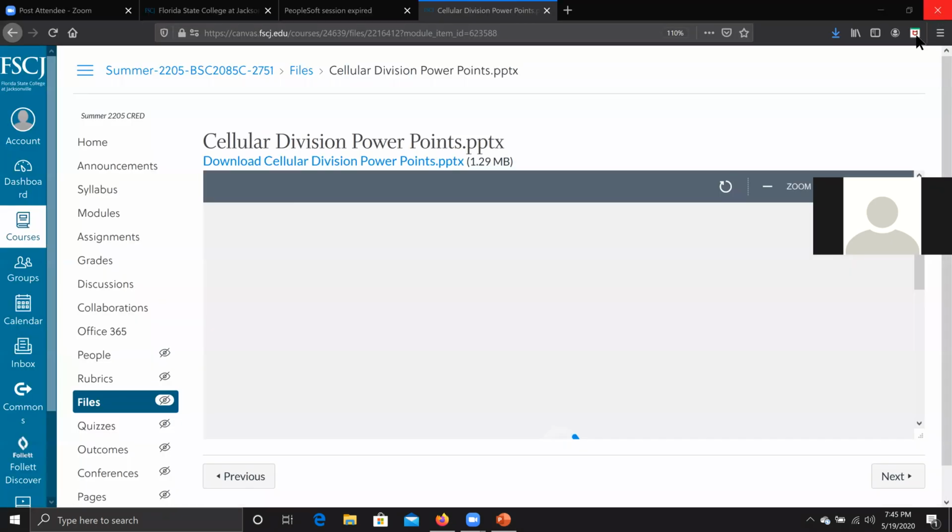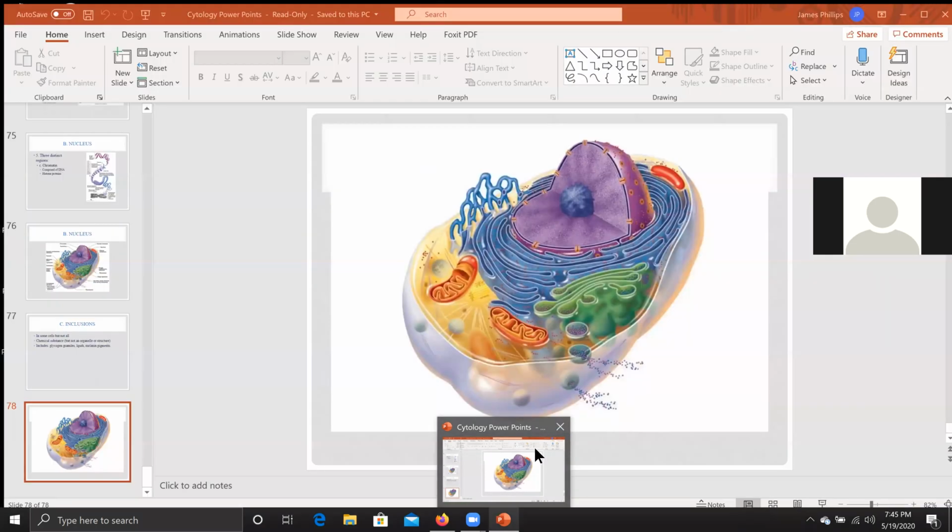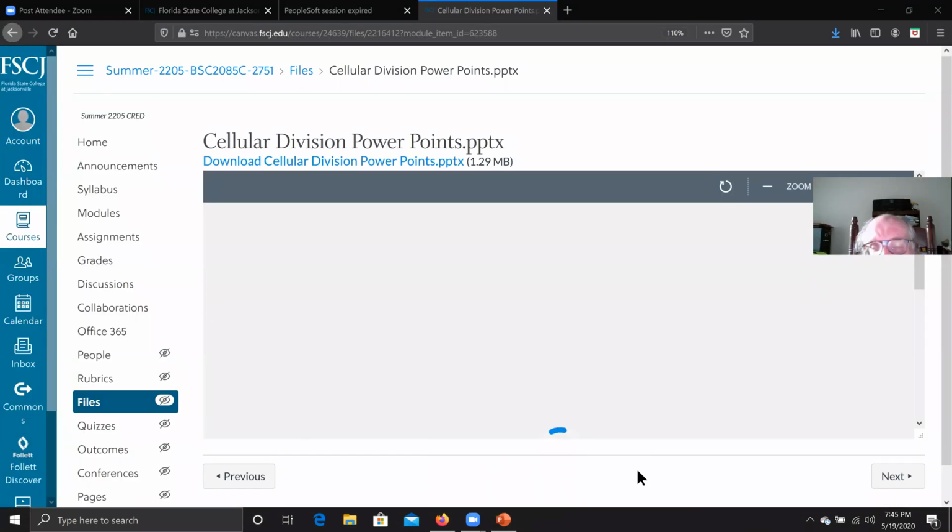Professor, is the anticodon the same thing as tRNA? No. tRNA is the structure, that T-looking structure that carries an amino acid on one end and has the anticodon on the other end. So we have three types of RNA: messenger RNA, ribosomal RNA, and tRNA.